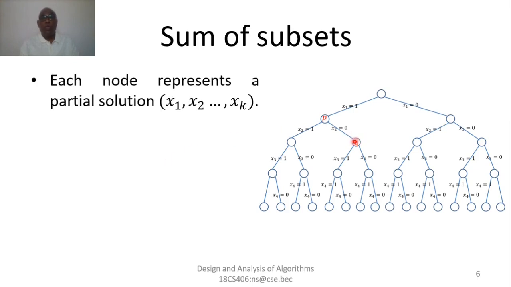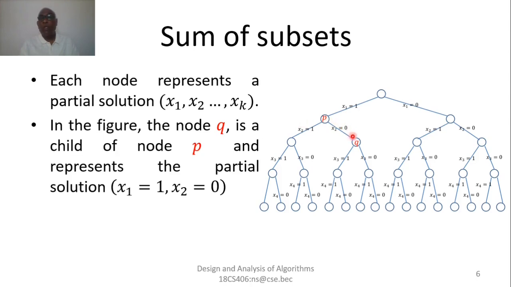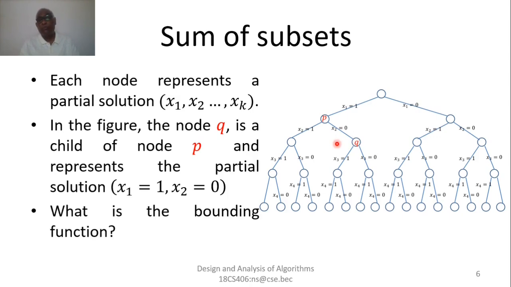Now, each node in the state space tree, as we discussed earlier, represents a partial solution x1, x2, ..., xk. In the figure, Q is a child of P and it represents the partial solution x1 equal to 1 and x2 equal to 0. So far we have seen how the state space tree can be envisaged for solving the sum of subsets problem. But one more important aspect of applying backtracking is being able to find out the bounding function.